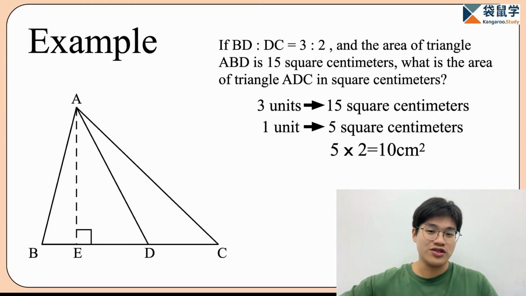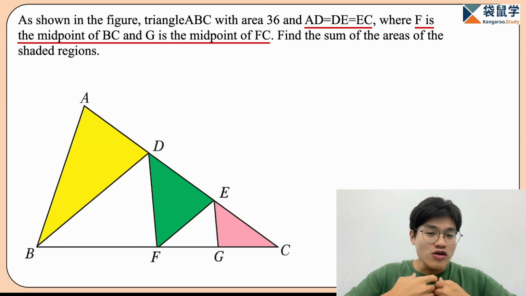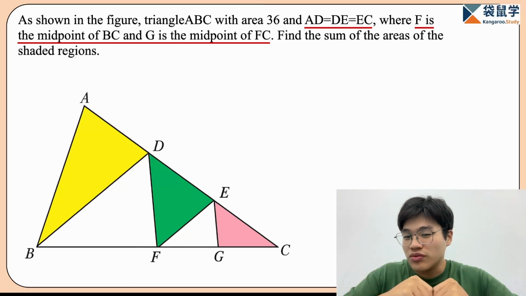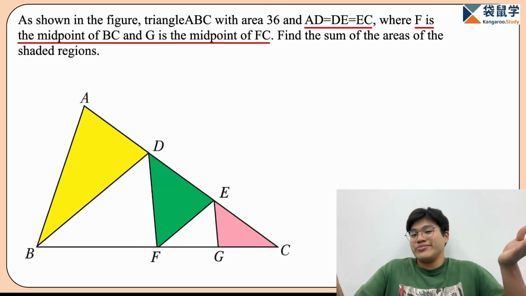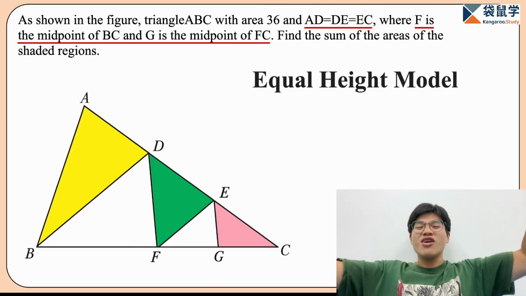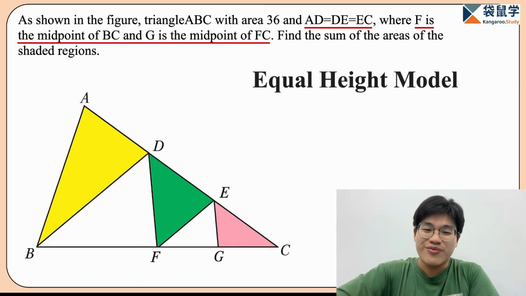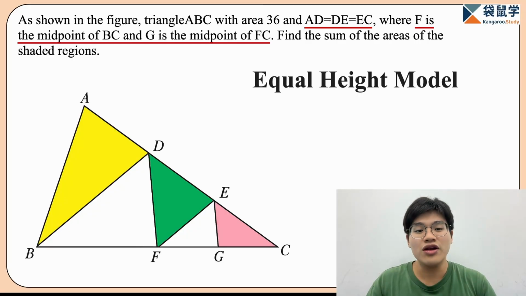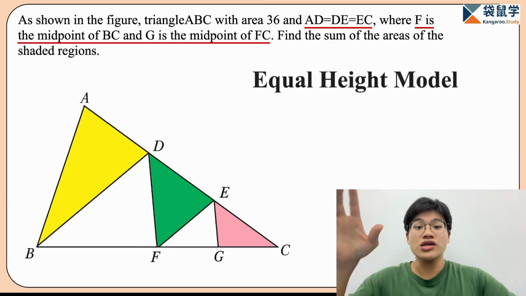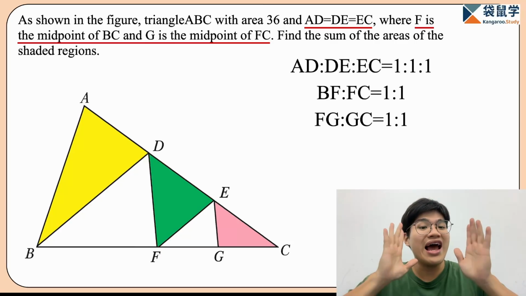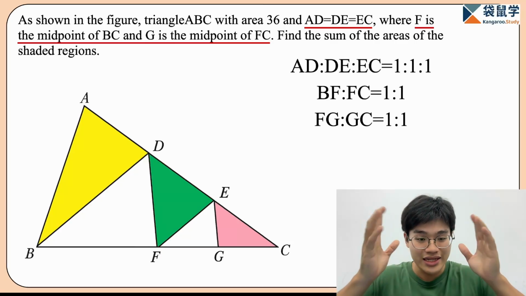Let's look back to the question we have here. With this question, we also have the area and the ratio. How do we do this question then? We can also use the equal height model. Before we apply it, let's look at the ratio we have here. We can have the ratio between the lines like this.